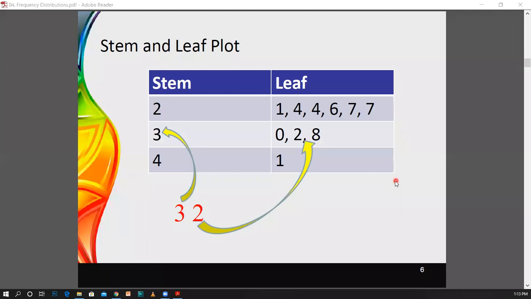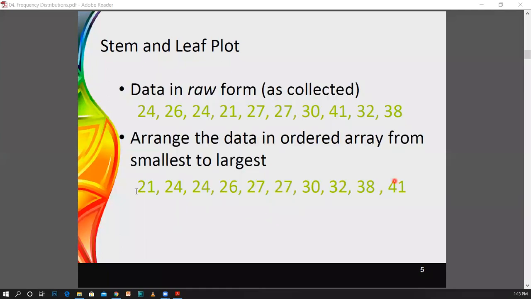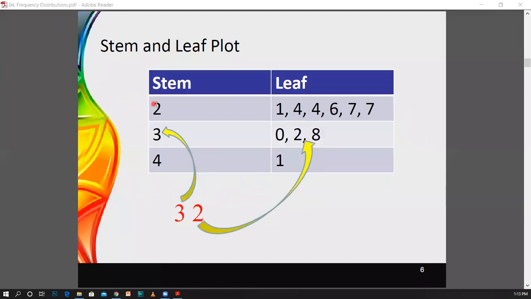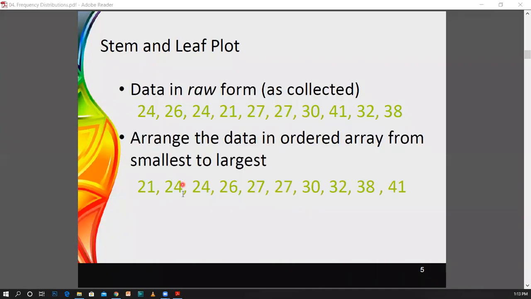Then we have to divide these numbers, this ordered array of numbers. If you consider this 21, this has to be divided into leaf and the stem. Therefore, if you consider the first number, the stem would be 2 and the leaf would be 1. Then if you go for the second number, it is 24, then leaf would be 4, stem would be 2.